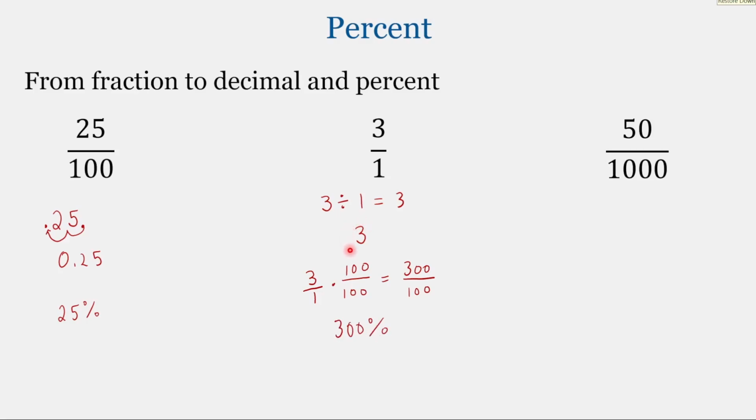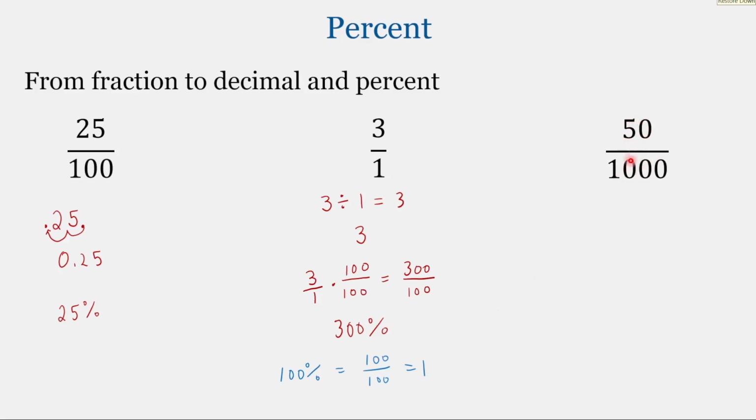So if our number is greater than 1 in decimal form, and 3 is greater than 1, in percent form, it's going to be over 100%. So when you look at 100%, this is equal to 100 over 100. So this is equal to 1. 100% in decimal form is 1.